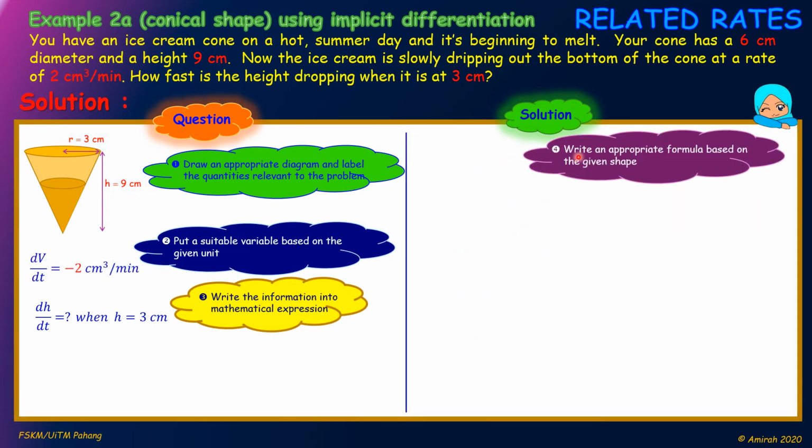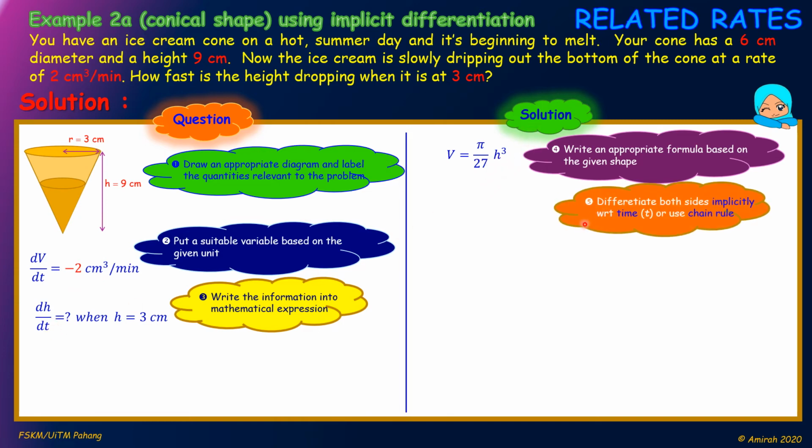Alright, after that, we continue with step 4. Write an appropriate formula based on the given shape. An appropriate formula here is volume of cone. And from previous slide, we have volume equals to pi over 27 h cubed. We write V in terms of variable h only because we want dh over dt.